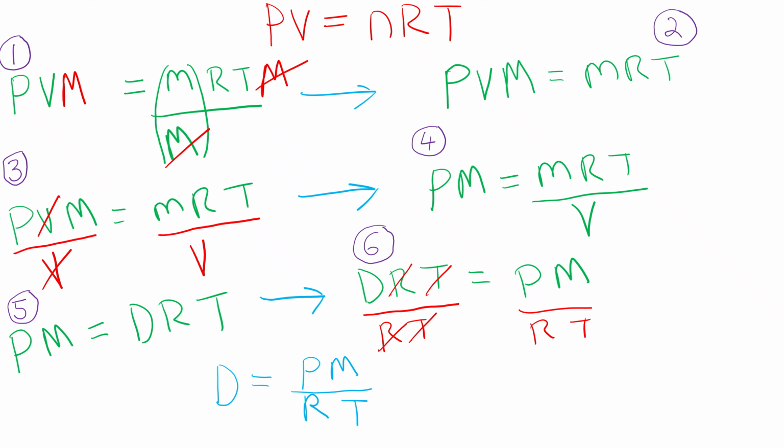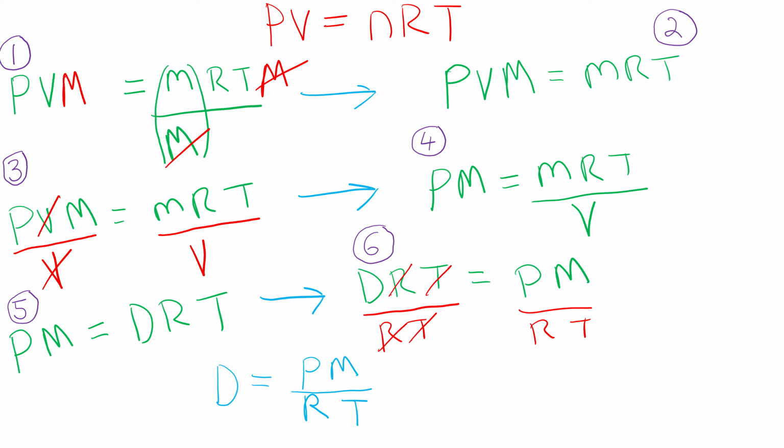We can now do something quite neat. We can substitute the mass, lowercase m, divided by the volume, capital V, for capital D to represent the density, because density is equal to mass divided by volume. So in equation 5, we now have pressure, capital P, multiplied by the molar mass, capital M, equals density, capital D, multiplied by the ideal gas constant, capital R, multiplied by temperature, capital T. We now have an equation with the correct variables, represented by the correct letters, for the modified version of the ideal gas equation that includes density.